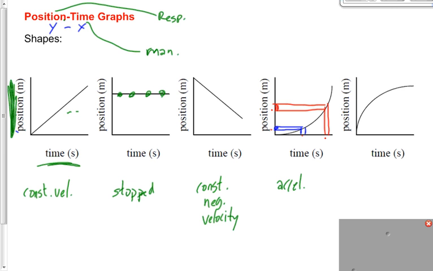We got one more here. This one would be slowing down. Slope is decreasing here, so this one is decelerating. Slowing down. Decreasing velocity, you might say.